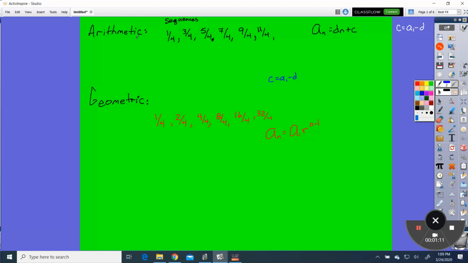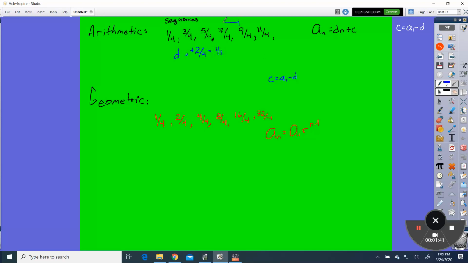So the first thing, this says it's arithmetic. If it's arithmetic, that means we add the same amount each time, okay? So if I look at this, the bottom stays as 4. So that means I must be doing something to the top. So I look 1 to 3, 3 to 5, 5 to 7, 7 to 9, 9 to 11. That means I'm adding 2, but be careful. You're really not adding 2. You're adding 2/4 or 1/2. We call that the common difference.